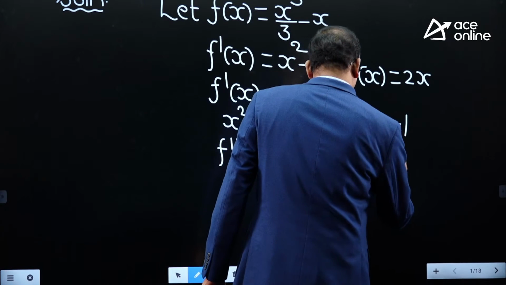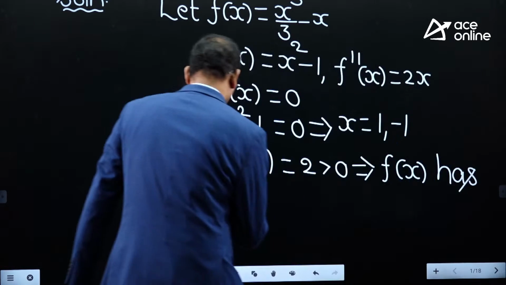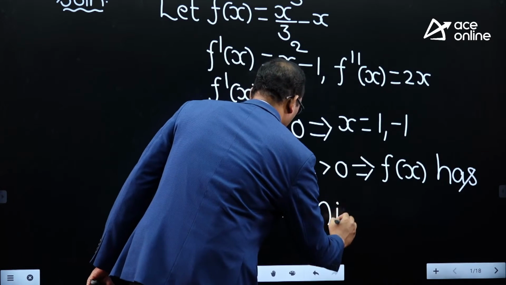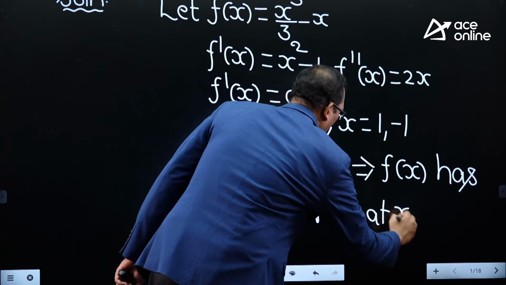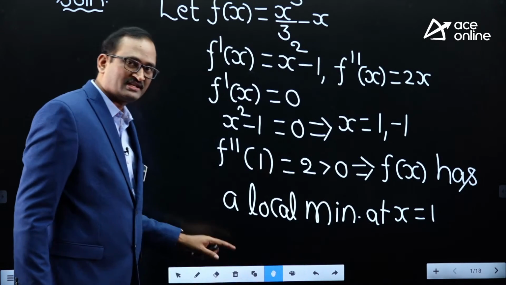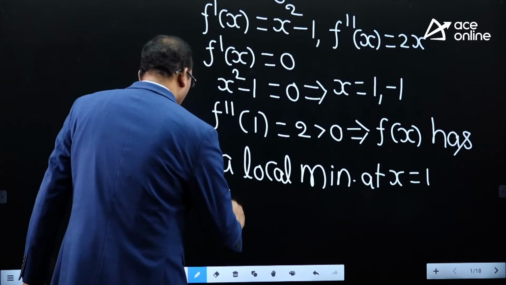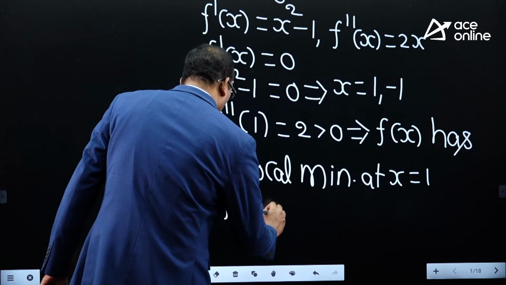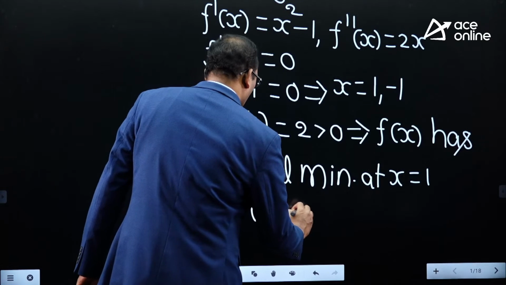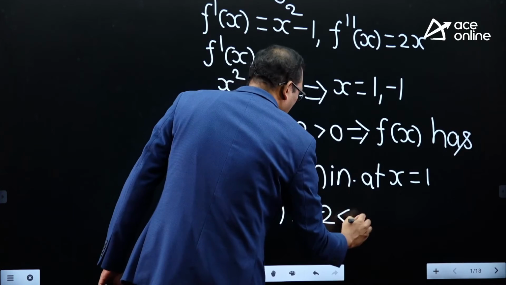Now f of x has a local minimum at x equal to 1. Similarly, you can find f double dash x at another critical point as well. What is that other critical point? Minus 1. So f double dash of minus 1 equal to 2 into minus 1, that is minus 2, less than 0.